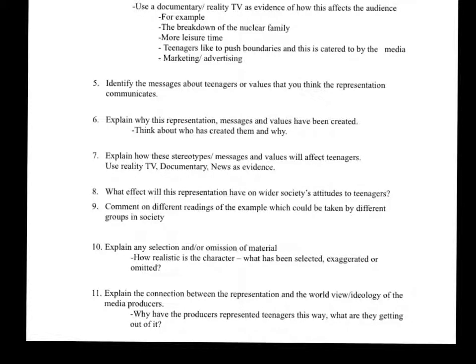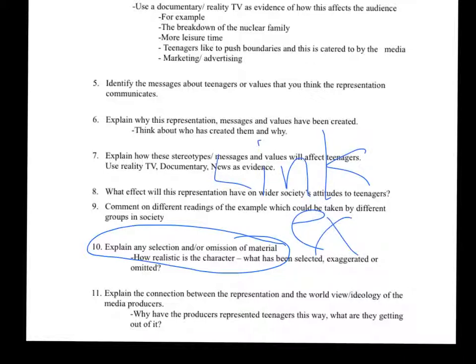Next up, you should attempt to explain any selection or omission of material. And you should have started to look at this already through your analysis. So what's been left out? Yes, the fact that nerds are actually highly intelligent and end up being really rich and wealthy and successful later on in life is maybe something that's been left out. Or perhaps jocks are actually really caring people and are not really always bullies. So really look at this and, once again, link it to examples in the real world.